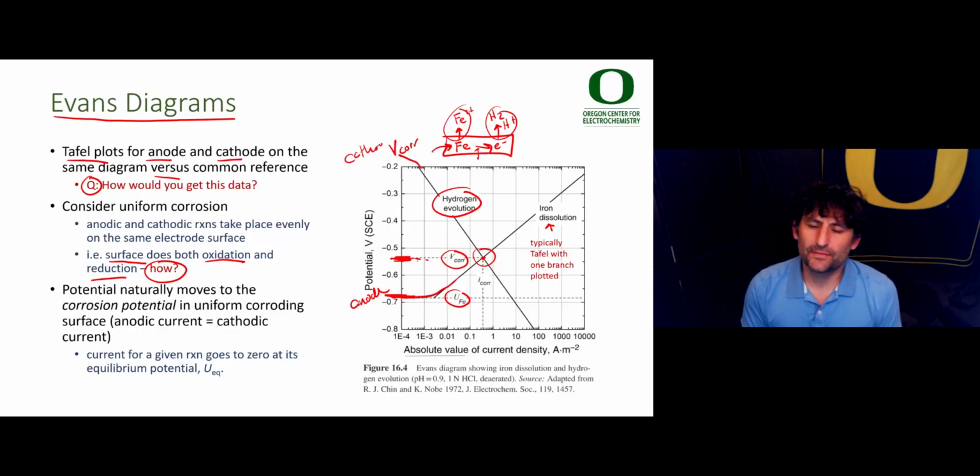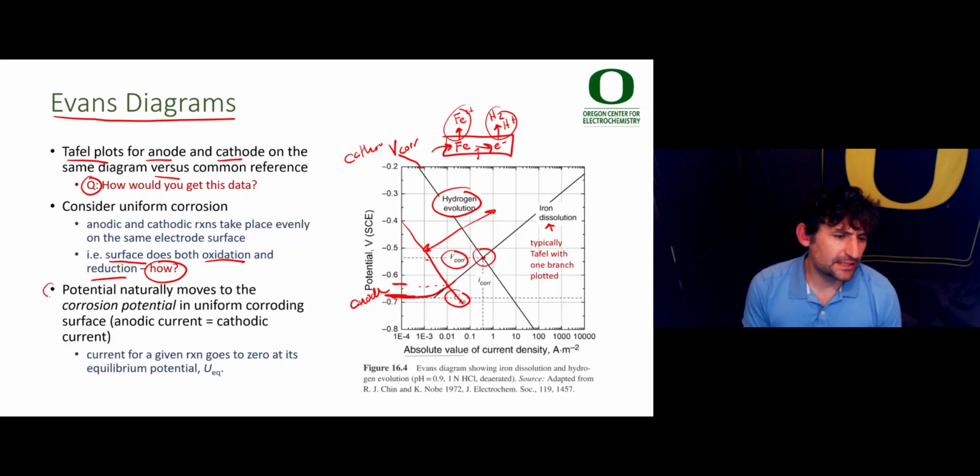Somewhere in between. If the cathode has really, really fast kinetics, it will move towards the cathode. This curve would move over. If the anode had faster kinetics, the equilibrium potential would move towards the anode. Or if I slowed the kinetics of hydrogen evolution down, then I intercept down here at a smaller potential and I decrease the corrosion rate.